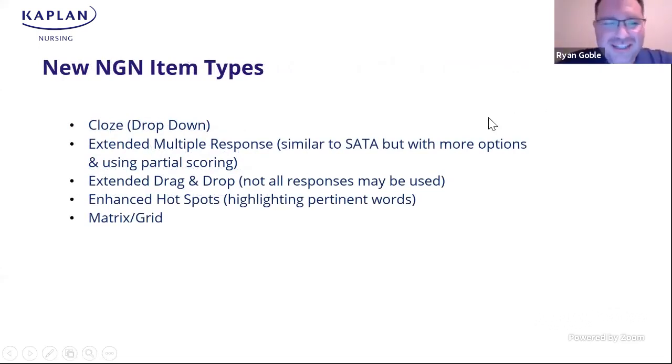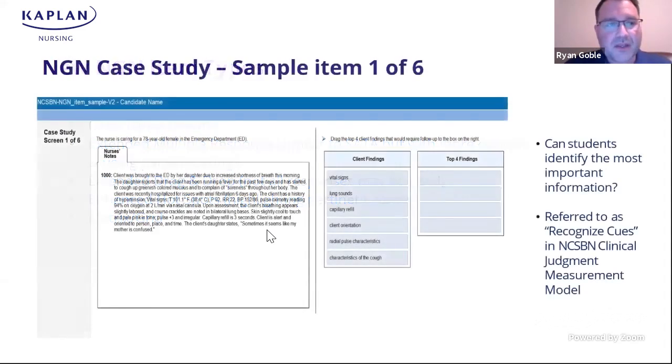Hello again, everyone. I'm going to jump in now and walk through some NGN style questions. Here's a recap of the item types that we know NCSBN will be moving forward with. Susan already covered these item types for you, the closed, the extended multiple response, etc. Now we're going to show you some examples.